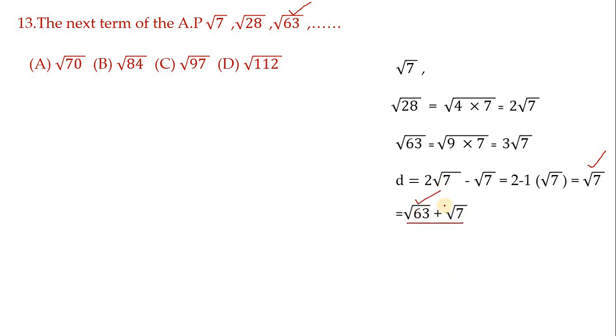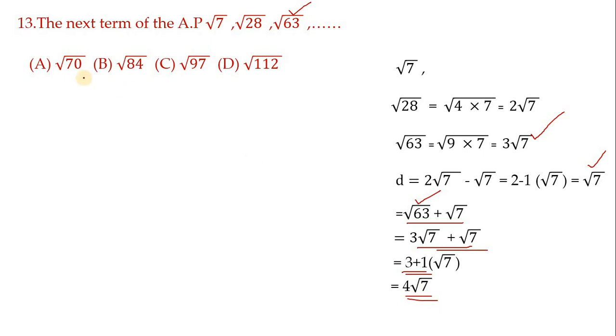Root 63, as I said, is not in simplest form. So this is the simplest form, so in the place of 63, you write that. Now this we can easily add. As I said, root 7 you take as common factor. Now what will you get? 3 plus 1 you will get. So 3 plus 1 is 4 root 7.